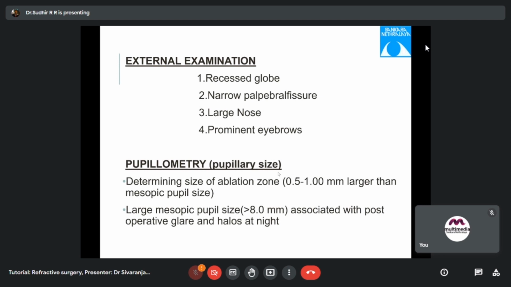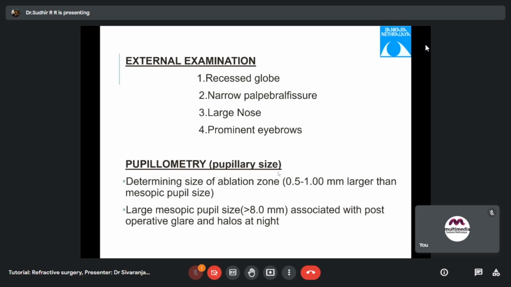So again, this is very subjective. We can just do a trial run. Take the patient to the LASIK theater, make him lie down and see whether there is any obstruction. We can still do little modifications. We can tilt the head of the patient and then do that. But in some scenarios it may not be possible. Then we need to go for a different procedure. That's a very rare contraindication.